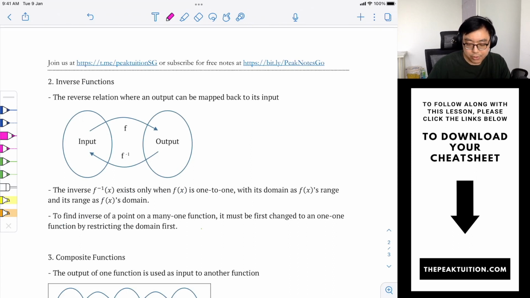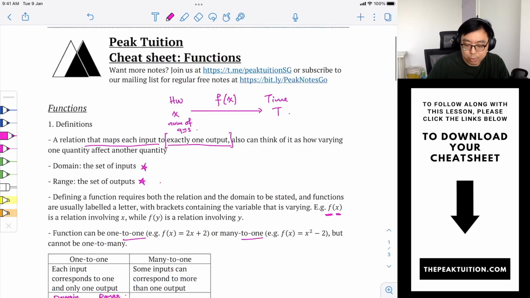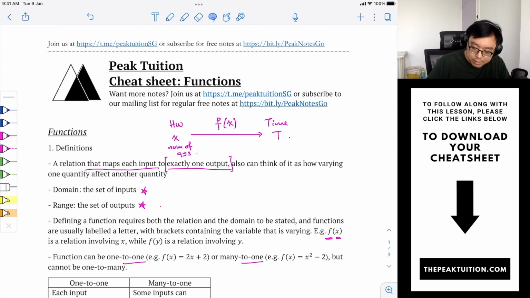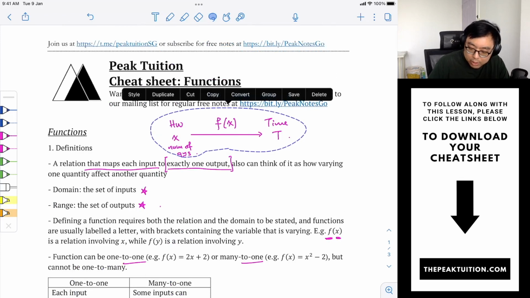So for inverse function, it is the reverse relationship where output can be mapped to its input. So using back this example of how long you need to do your homework, copy.